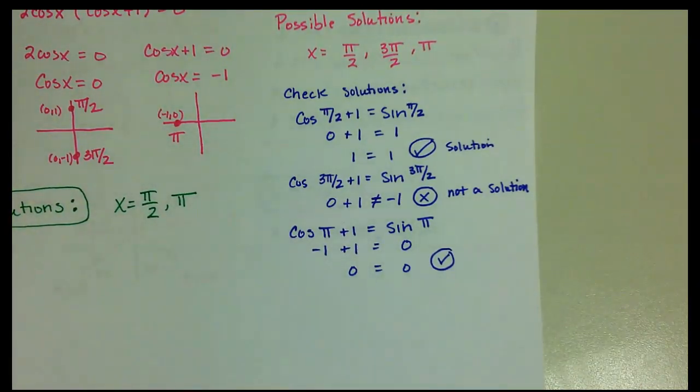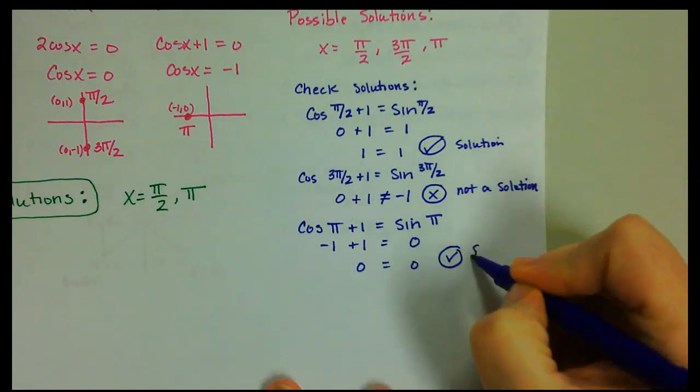Now we've seen one where we had to check, and again we had to check because we were squaring both sides.